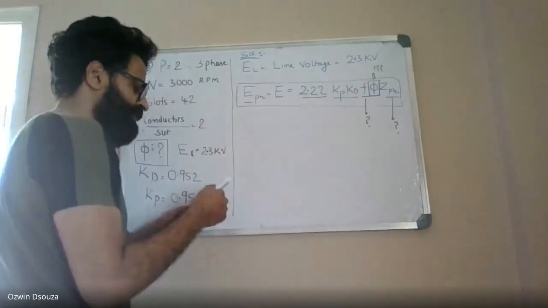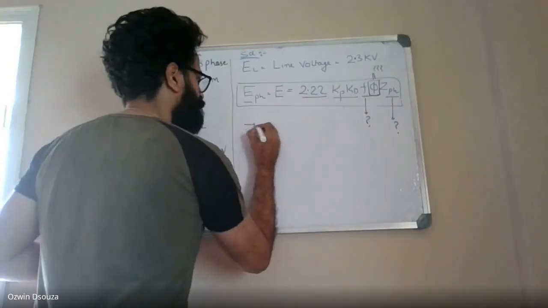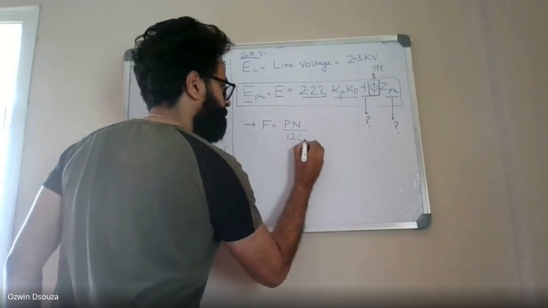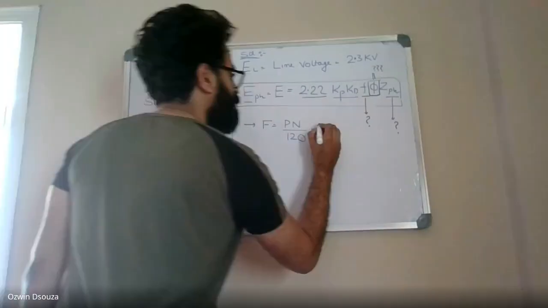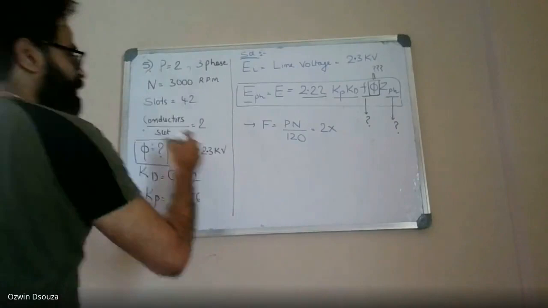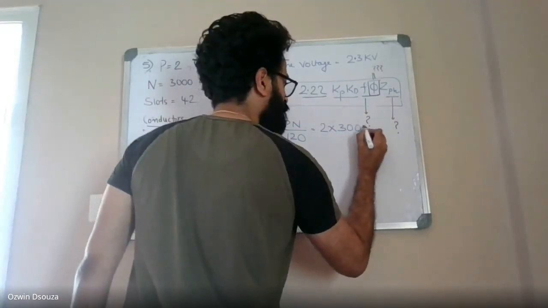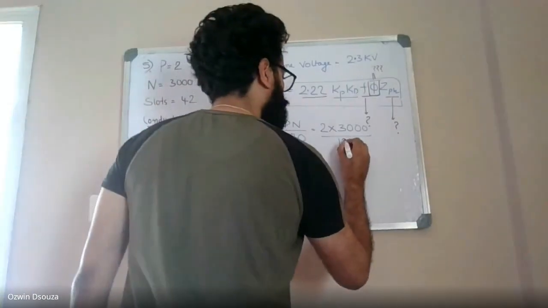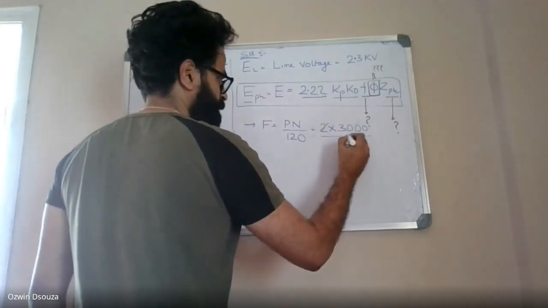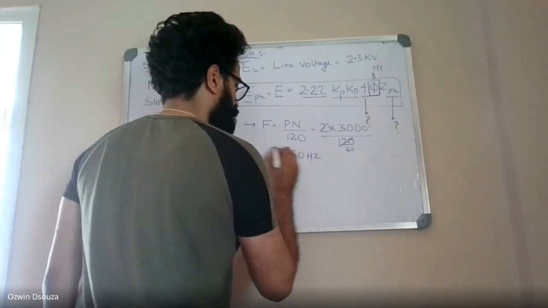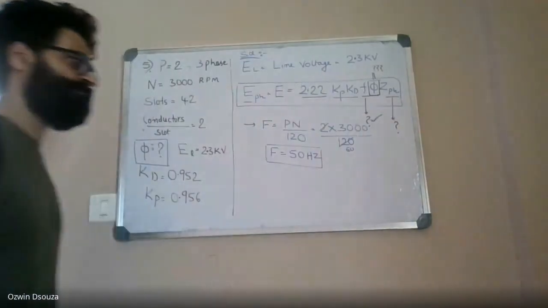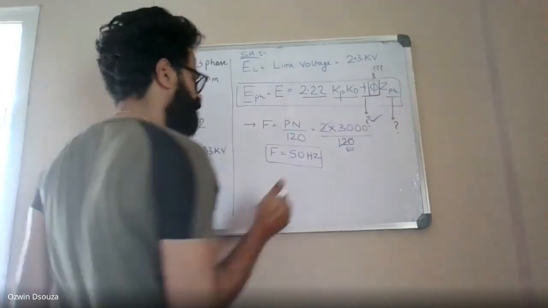That's all. So before that, let us find the frequency. So frequency f is equal to Pn by 120, where P is equal to 2 and N is equal to 3000. You can fetch this data from the problem description, divided by 120. That is 50 hertz. Yes, 50 hertz. So the f value we have found as 50 hertz.